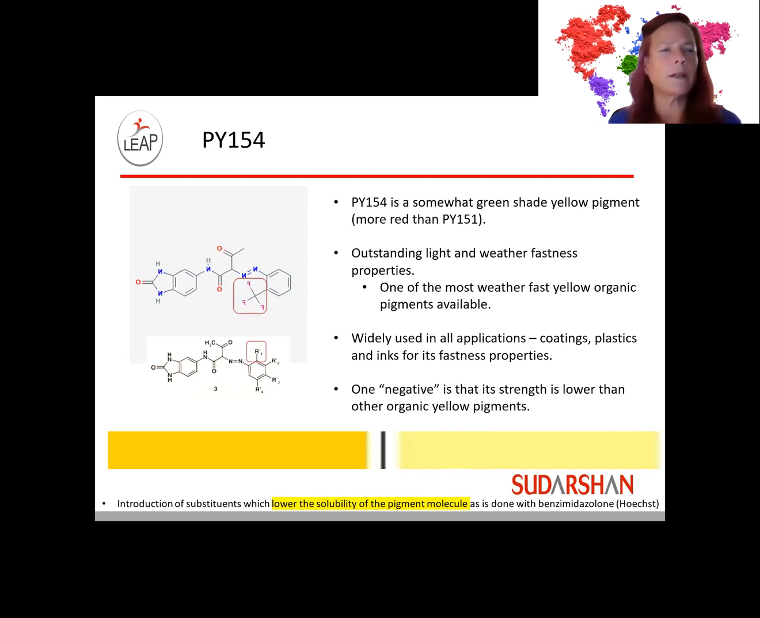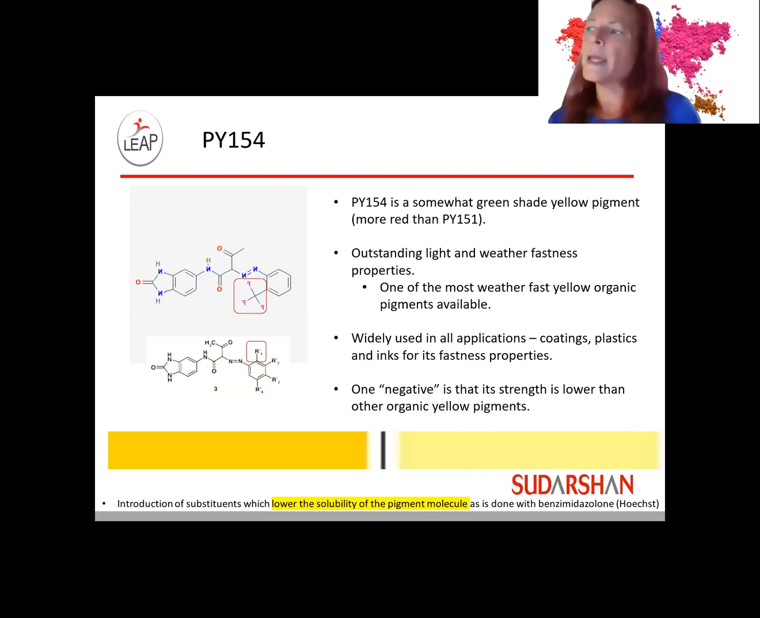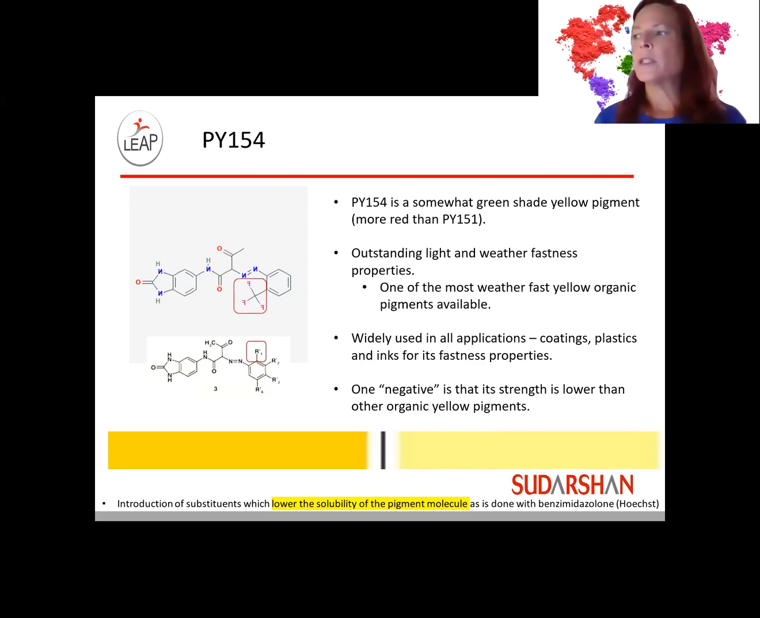However, there's one negative, if you could call it that, which is that this one does have a lower strength in comparison to other organic yellow pigments that are similar in shade. But you get the fastness properties that might be required for your application.